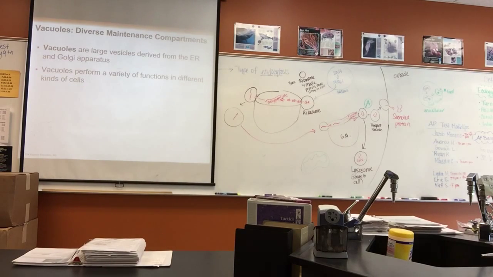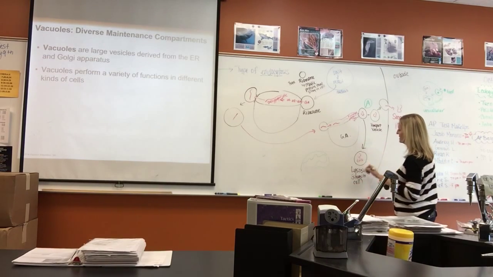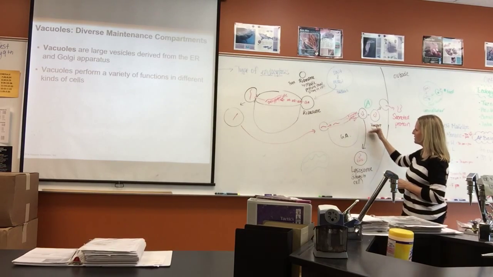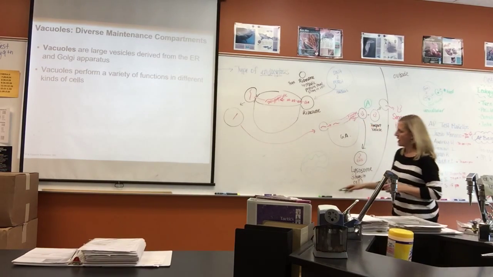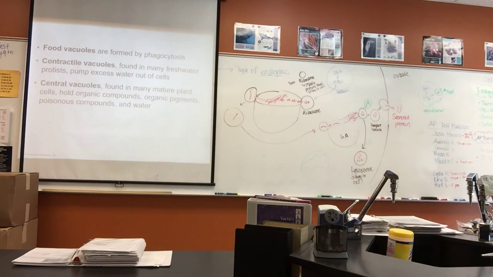All right, so still going on with the endomembrane system here, vacuoles. So we just talked about a food vacuole. These guys are vesicles that are derived from the ER and Golgi apparatus. So this was pathway A, the protein can be secreted. Pathway B, it stays in the cell. And sometimes what builds off of the Golgi apparatus is a vacuole. And so let's look at some different kinds of vacuoles.